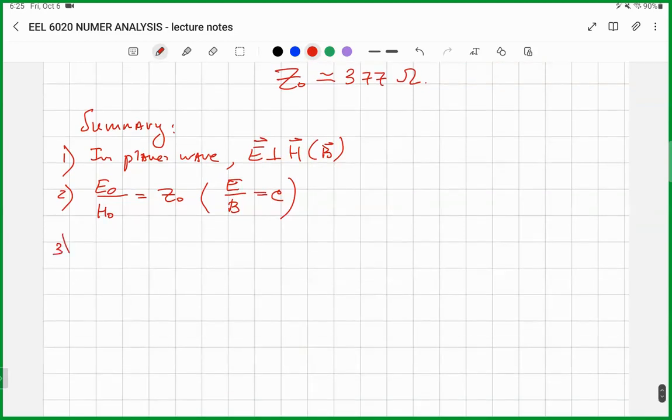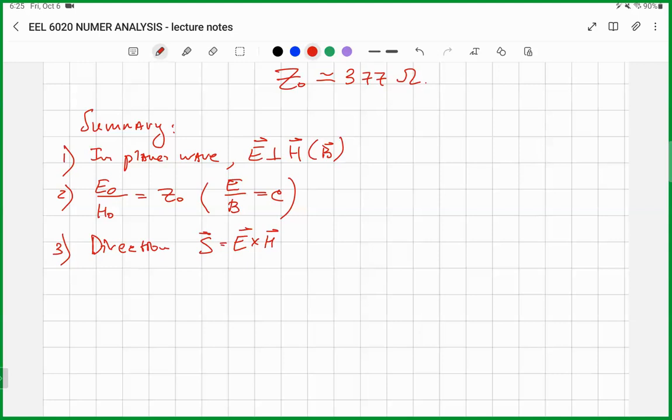So the third one is the direction, right? The propagation direction is given by the Poynting vector, which is E cross H. It's orthogonal to both electric field and magnetic field.